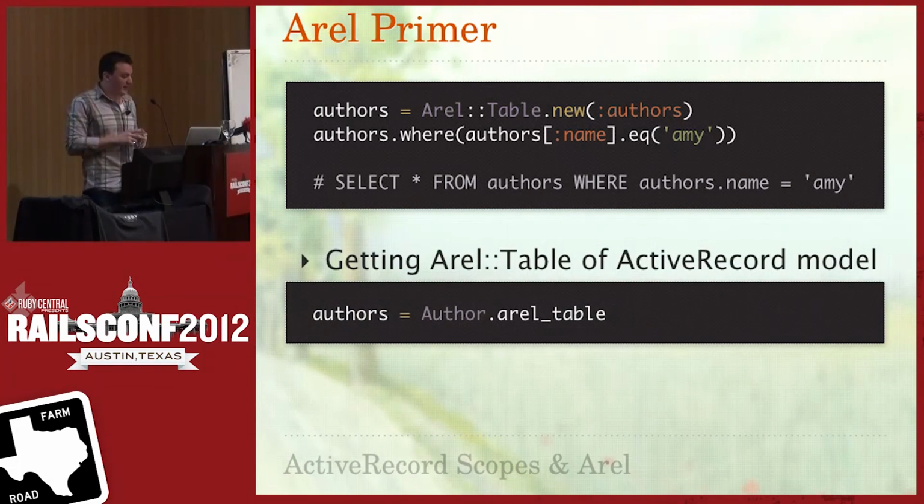And then if you're actually using Active Record, you don't have to go through that first line of Arel table new authors. Active Record just gives you this Arel table method that you can call on all your models, and you'll get back that same object.